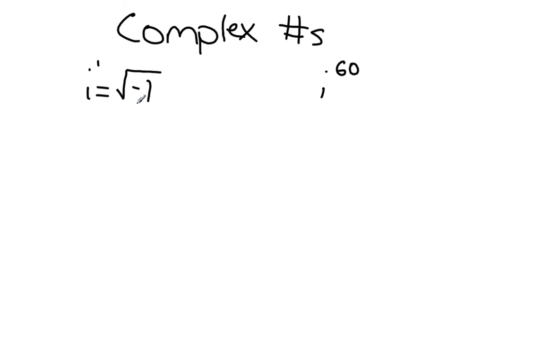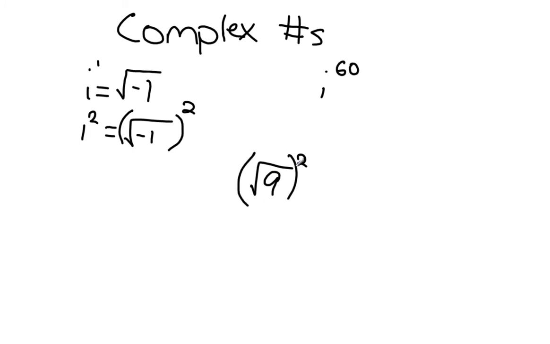So i to the first is the square root of -1. If we square that, what is the square root of -1 squared? Well, what happens when you square a square root? What if we use an easy number? It's times itself, kind of. So what is the square root of 9 squared?